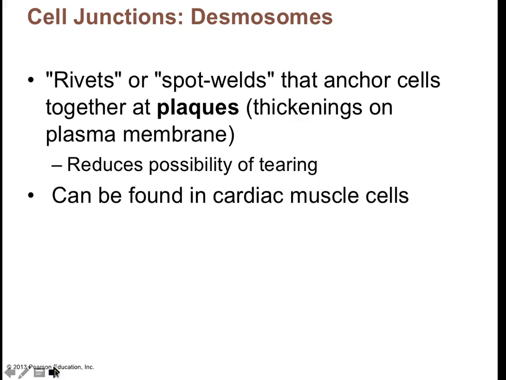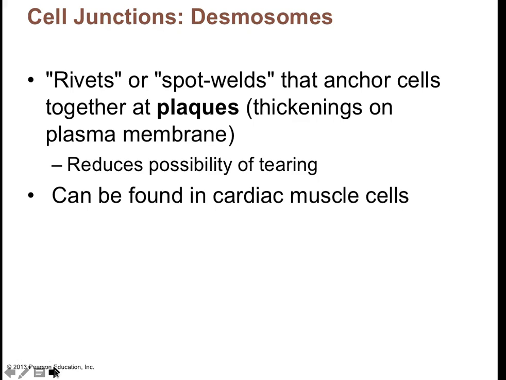All right, desmosomes. I like this. Rivets or spot welds that anchor cells together at plaques, which are the thickening area where you're going to find these desmosomes. And it says it can be found in cardiac muscle cells. So I want to explain. This has nothing to do with leaking anything. This has to do with giving adjacent cells a lot of strength.